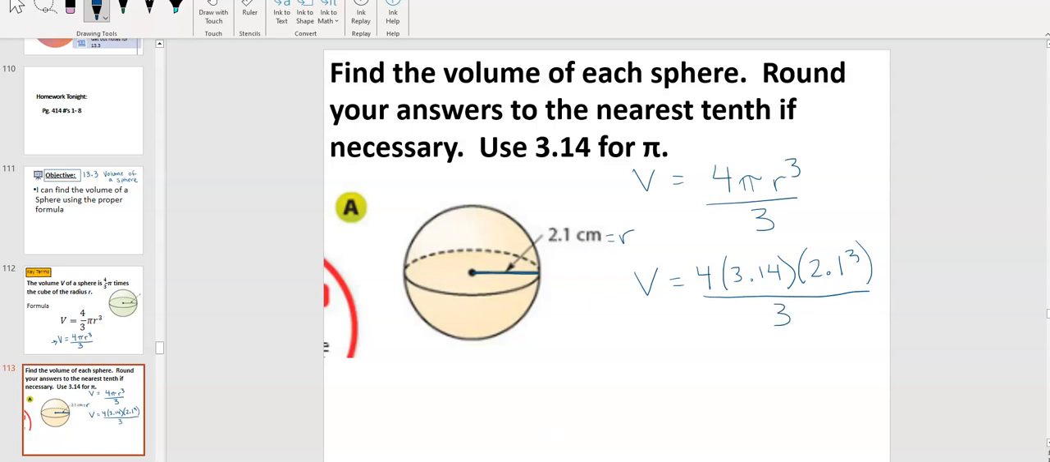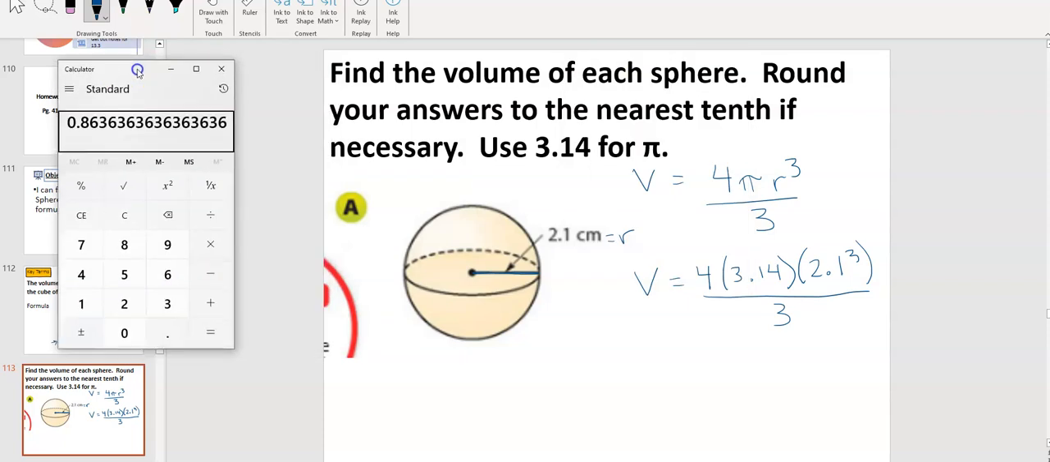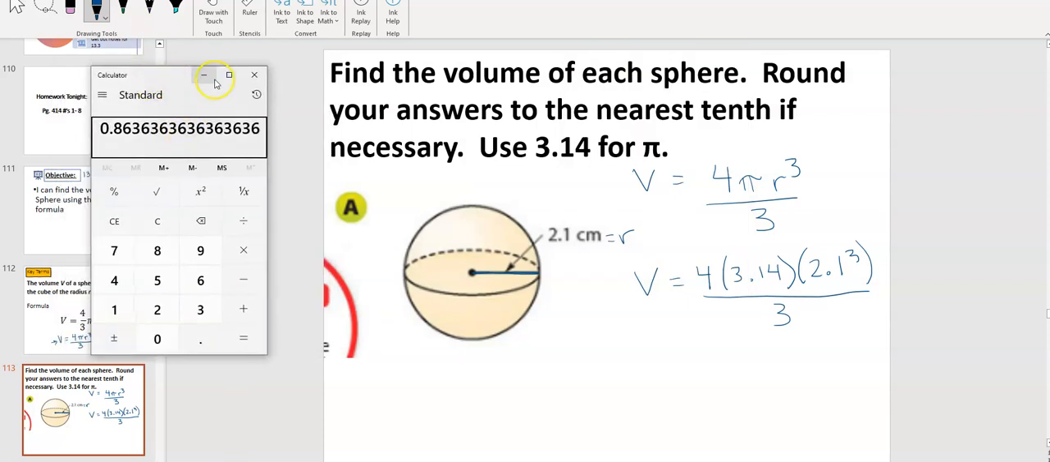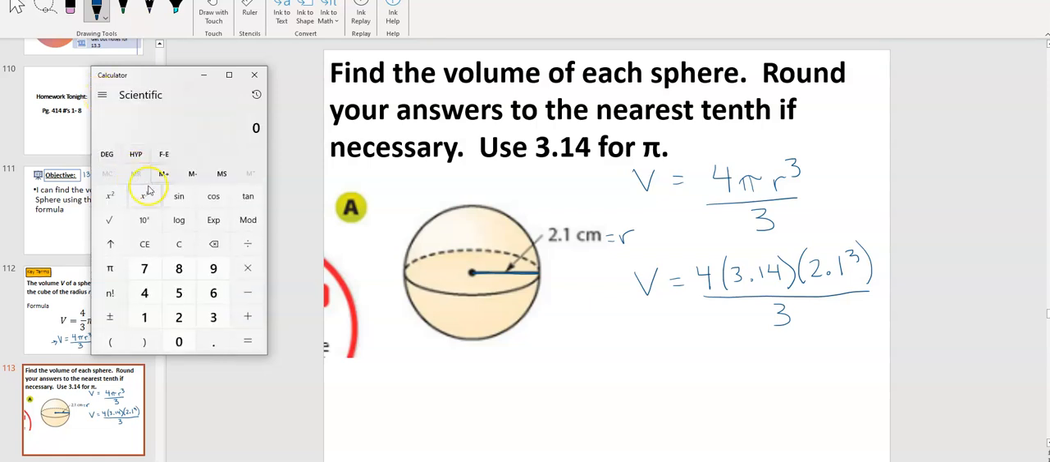So let me show you how I do this on my calculator. I'm actually going to pull my calculator over here so you can see it better. Okay, and we are going to go ahead and show you how to do this right here. So let me switch from standard to scientific. Those black calculators that you have in class are scientific calculators, and you'll see the same symbols as they are here on my scientific calculator on the screen. So I'm going to calculate this formula right here, but remember exponents come first. So I'm going to do my 2.1 cubed first.